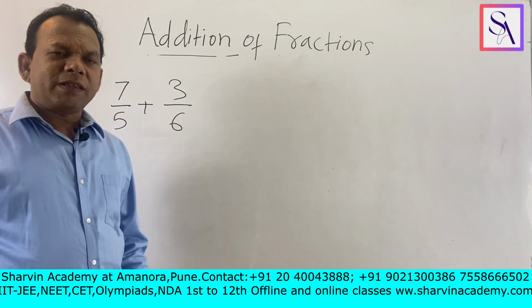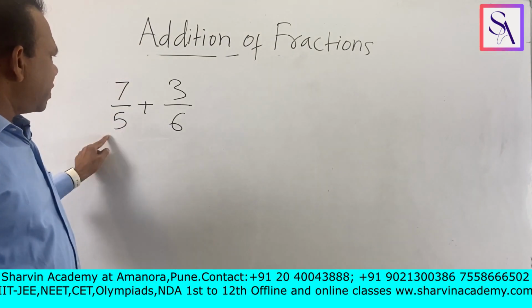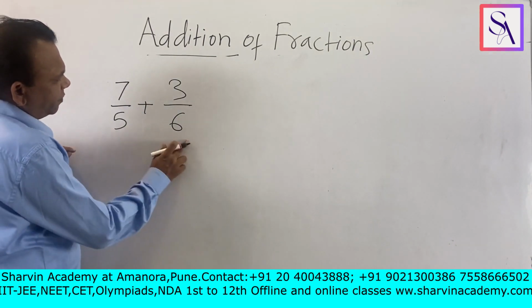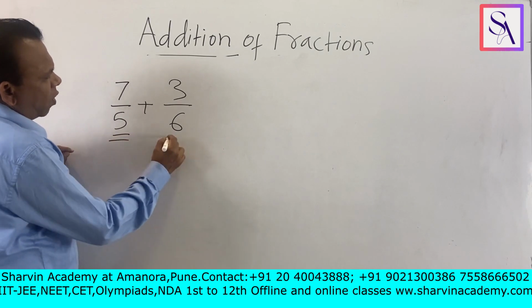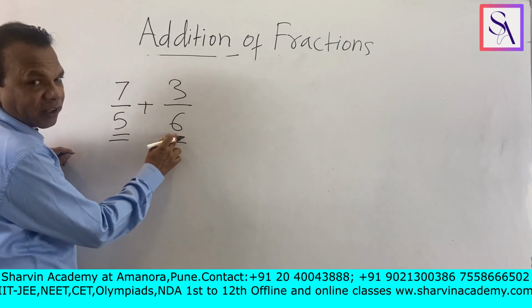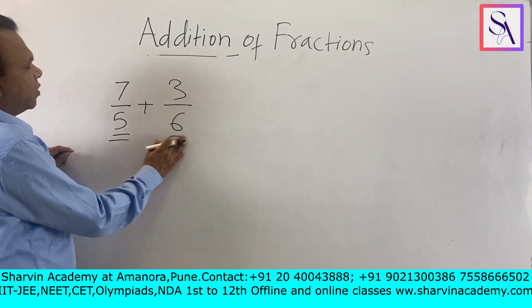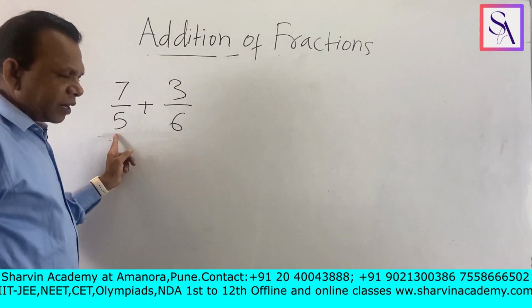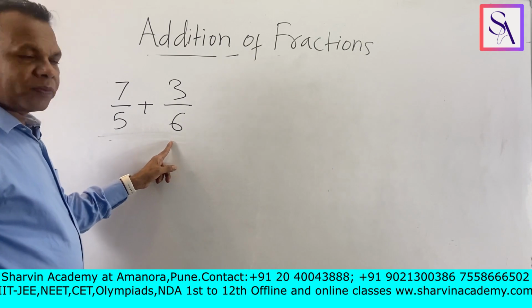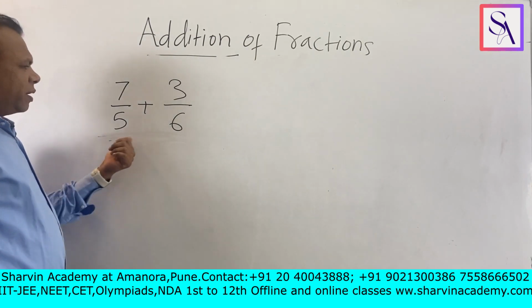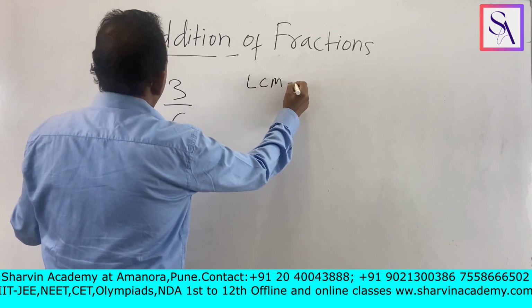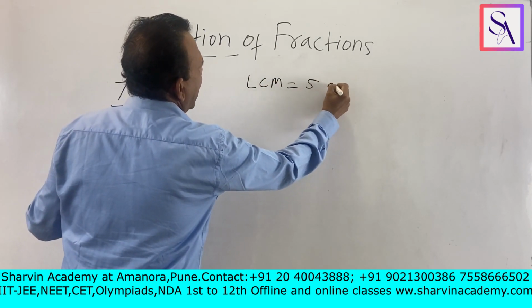So take another example, 7 by 5 plus 3 by 6. Again here denominators are not the same. So these two fractions are unlike fractions. So for adding, what I have to do, I have to make these denominators the same, right? So how am I going to make these denominators the same? By the LCM method. So LCM of 5 and 6.